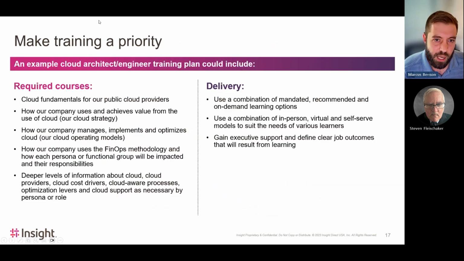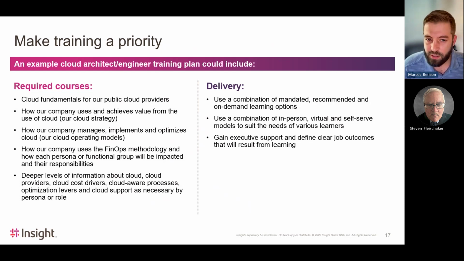And that brings up the next point, which is to make training a priority. This is an example of a training plan that a large enterprise, a Fortune 50 oil and gas company, put together that they actually called their cloud driver's license. If you wanted access to a cloud environment, you had to pass your cloud driver's license training courses to get access to those environments. Included in those required courses was, of course, a FinOps methodology course and how each persona and functional group is going to be impacted and what their responsibilities are.